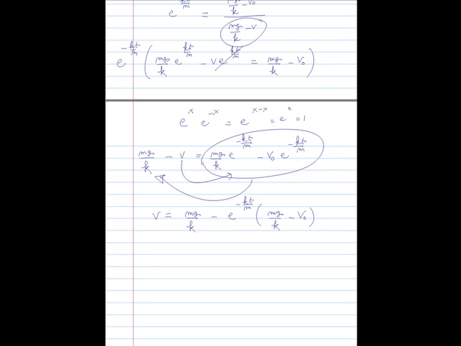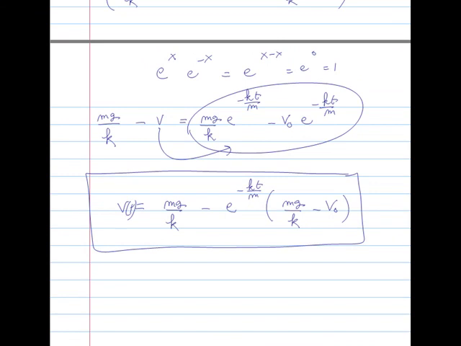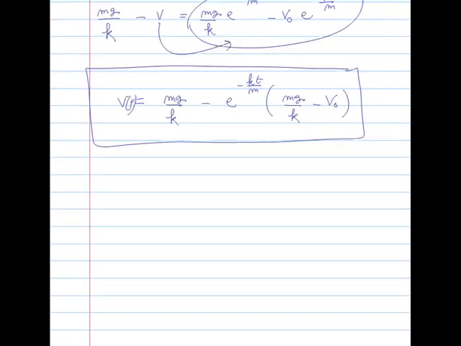Let's check the sign. Mg divided by k times exponential should be negative, and as I move this term to the other side, it will be negative, the second term will be positive, this one is positive. Okay, it's all good. This is the functional form of the velocity as a function of time.